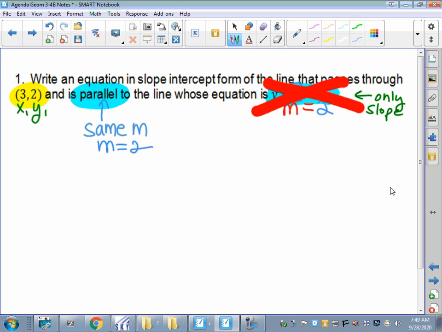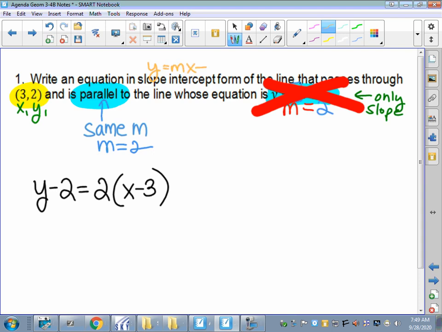So now it says, basically, I'm going to write an equation with a slope of 2 and a point at 3, 2. So I'll do the y minus y1 equation. So y minus 2 equals the slope times x minus x1. All of my answers, remember, I want in slope-intercept form. So I'm going to go ahead and distribute and solve for y.